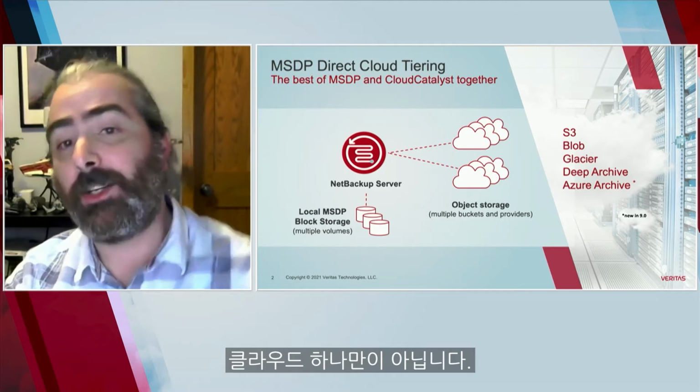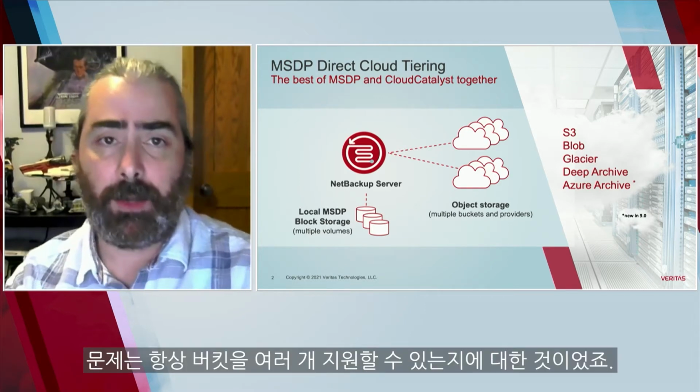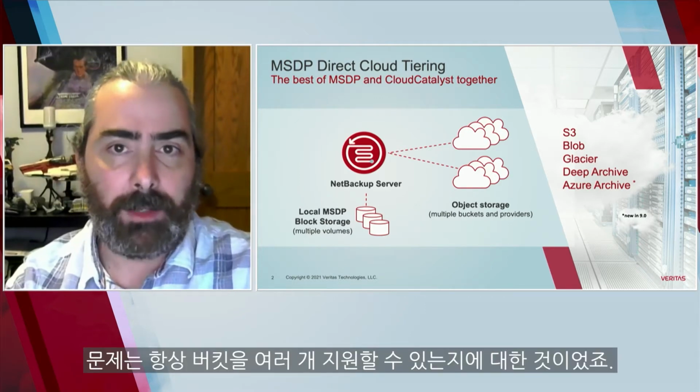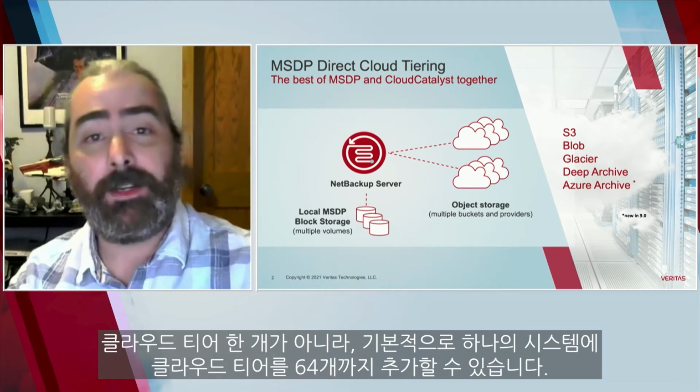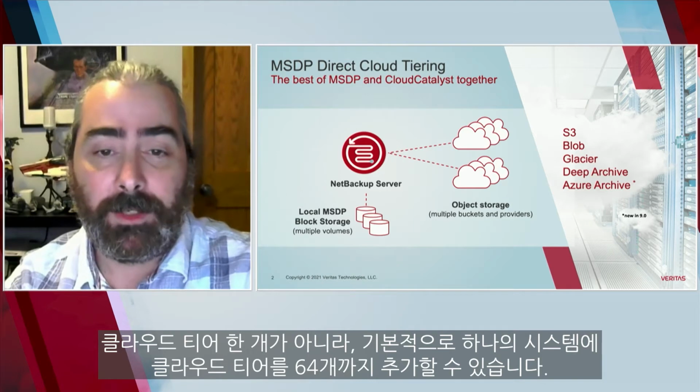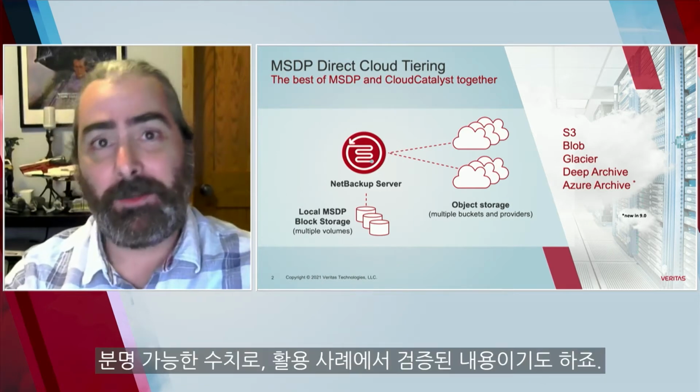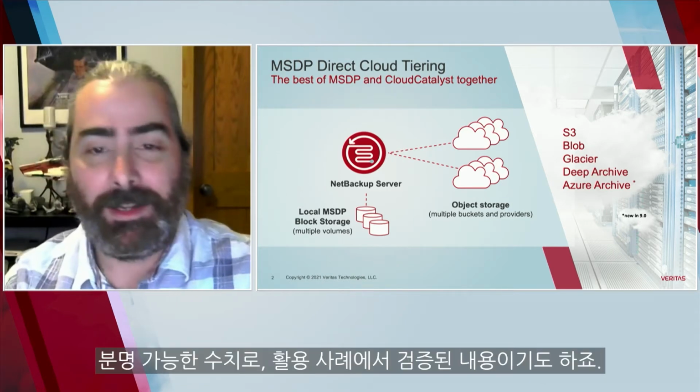And it's not just one cloud tier. There was always that question of multiple bucket support. You can add, by default, up to 64 cloud tiers in a single machine. Now, not sure that you'd want to do that, but it definitely is possible, and it fits some use cases.